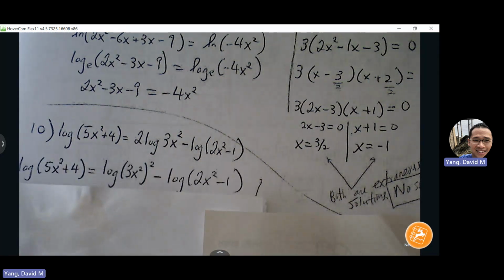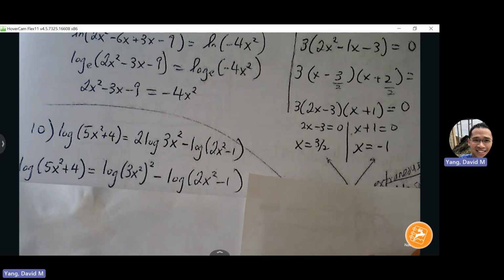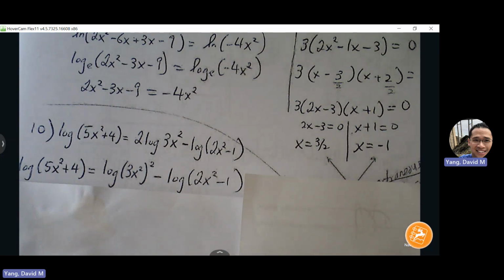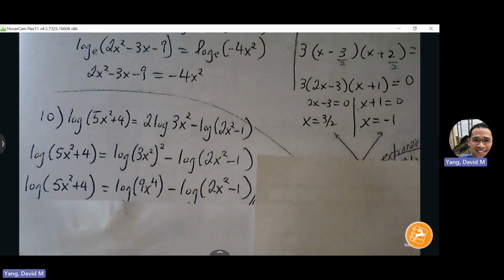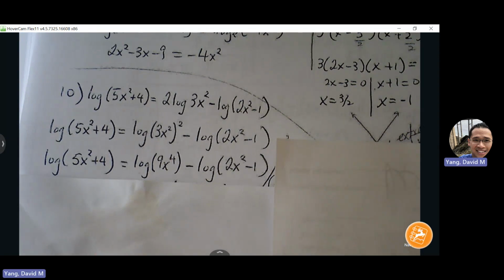So everything needs to be squared within that 3x squared, not just the x squared. So it's not 3x to the 4th, it's 3x squared quantity squared. So it ends up being 9x to the fourth. Now you're ready to apply the quotient property.